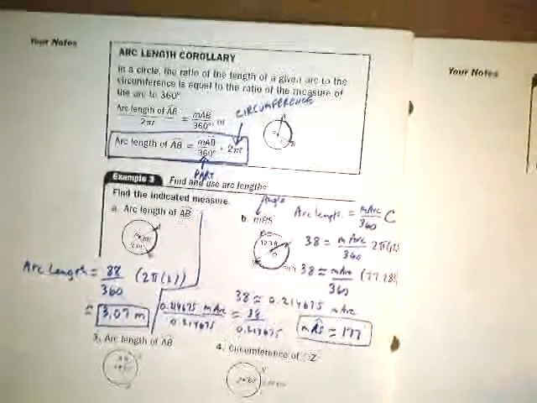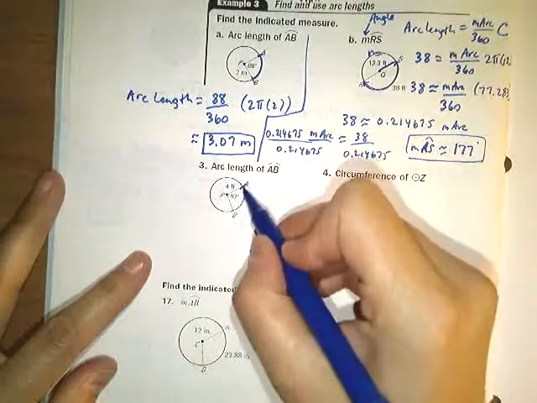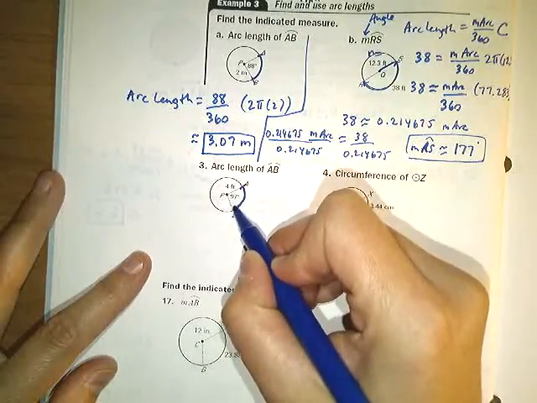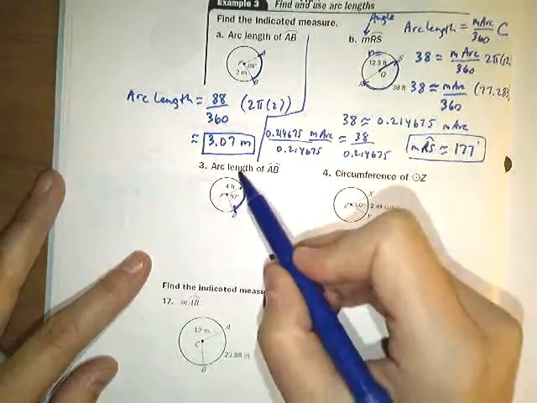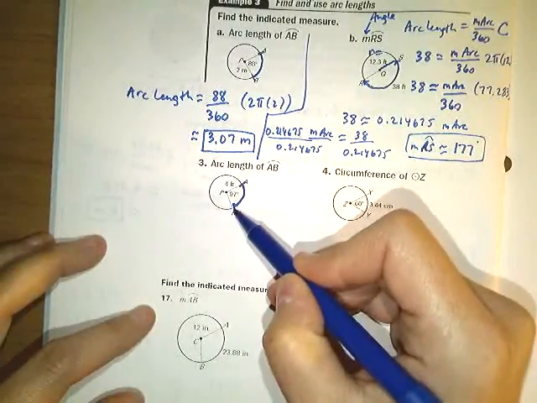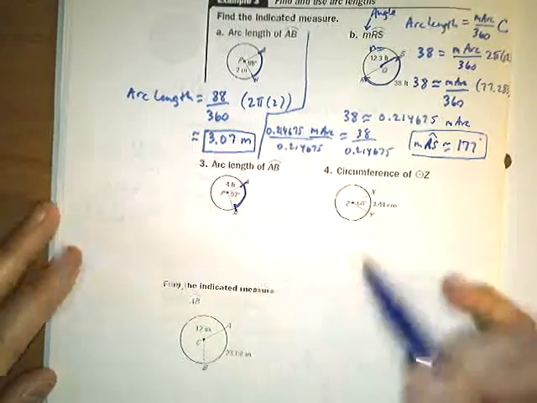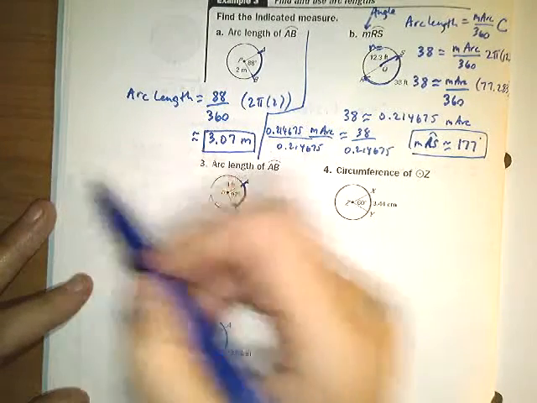Number 3. The length of AB goes from here over to there. And remember that for arc length, we want to measure how far it is in feet from here to here. The measure of the arc is in degrees. They already gave that to us. That's 97.